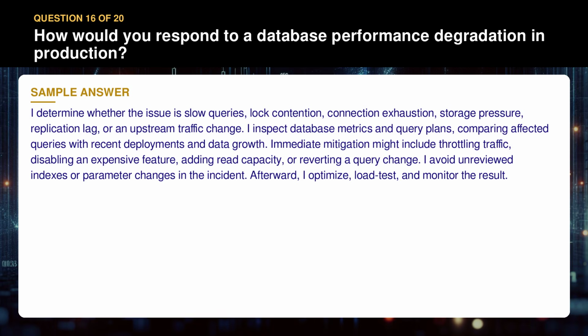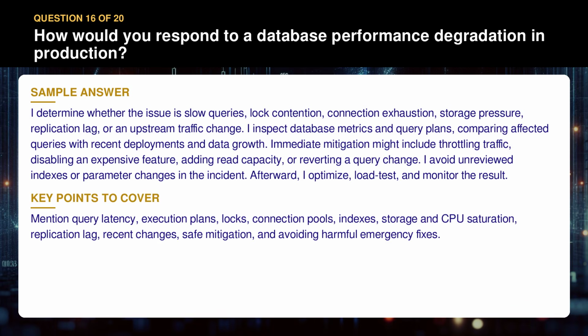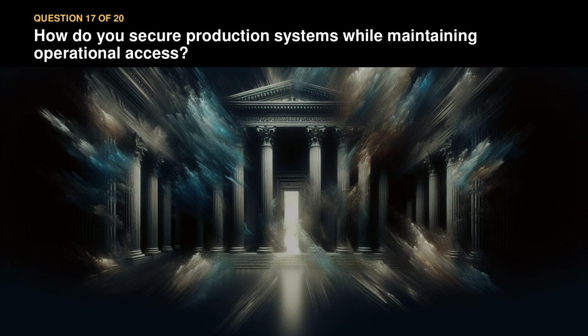Immediate mitigation might include throttling traffic, disabling an expensive feature, adding read capacity, or reverting a query change. I avoid unreviewed indexes or parameter changes in the incident. Afterward, I optimize, load test, and monitor the result. Mention query latency, execution plans, locks, connection pools, indexes, storage and CPU saturation, replication lag, recent changes, safe mitigation, and avoiding harmful emergency fixes.